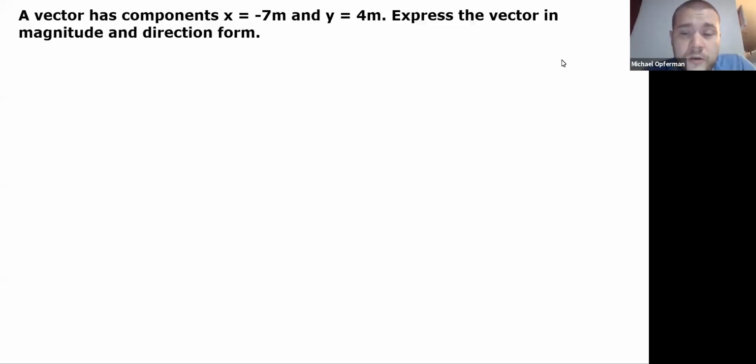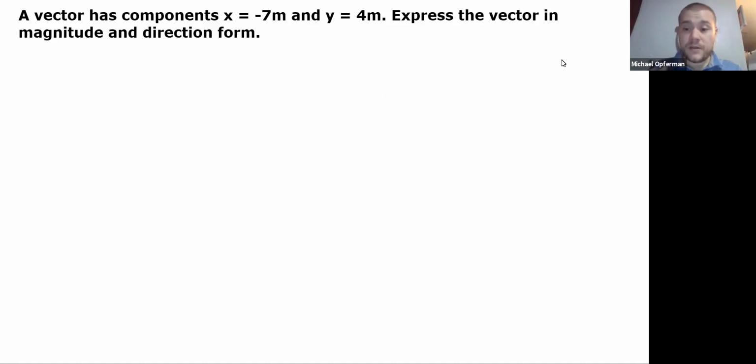So we learned in previous videos how to convert a vector from magnitude direction form to component form. What about going in the opposite direction? What if you want to convert from component form to magnitude and direction form? The procedure is exactly the same.